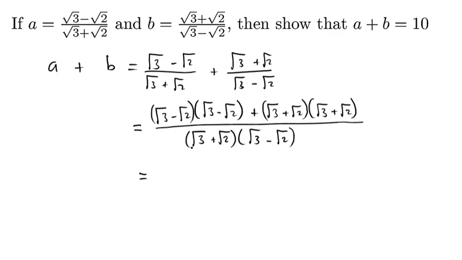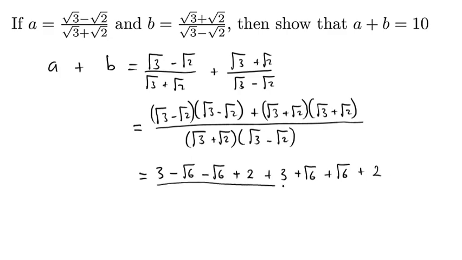So now let's do the expansion. Root 3 times root 3 is 3. Root 3 times root 2 is root 6. Negative root 2 times root 3 is negative root 6. Then root 2 times root 2, negative, negative, so that will be positive 2. Root 3 times root 3, again, that is 3. Root 3 times root 2, that is root 6. Root 2 times root 3, again, that is root 6. And lastly, root 2 times root 2 is 2.